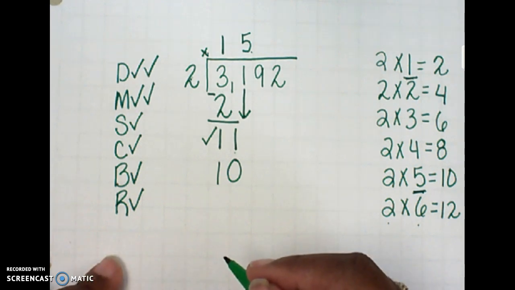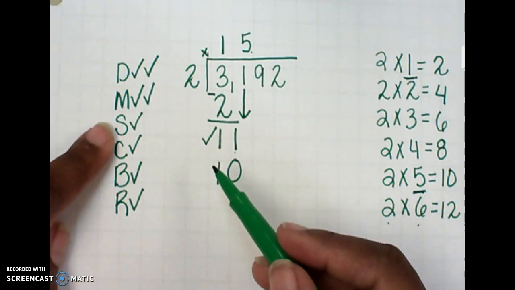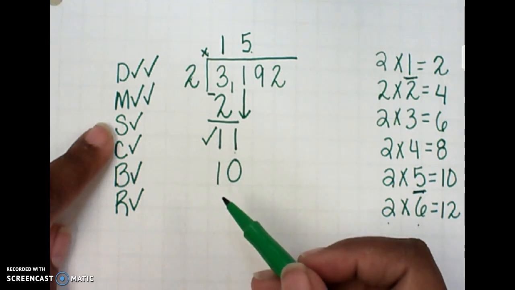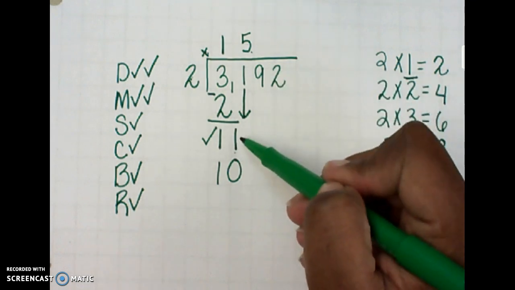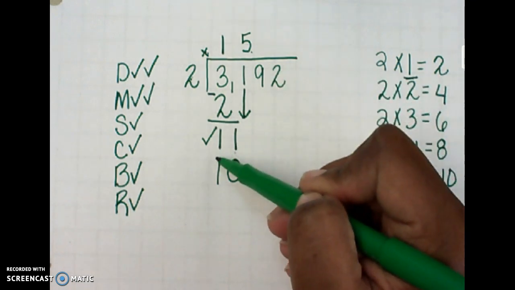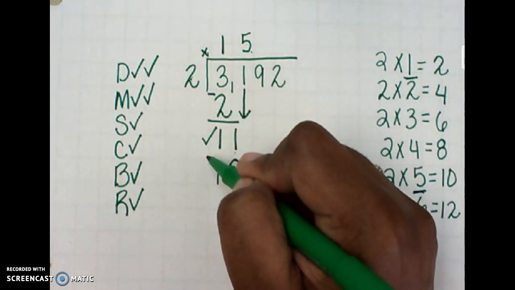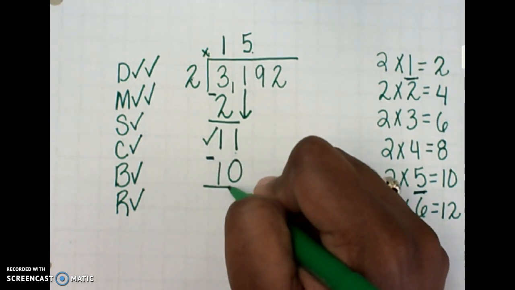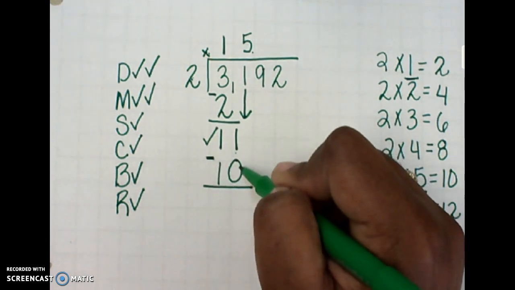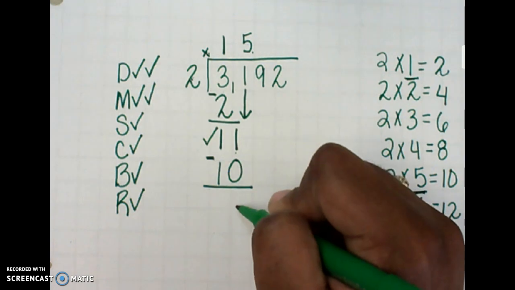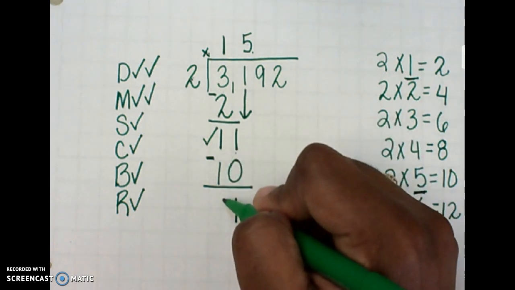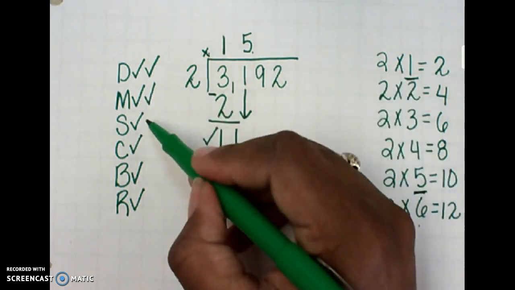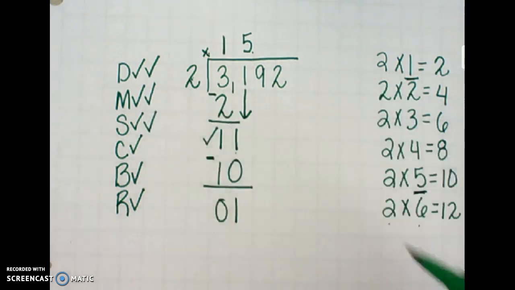Now I am ready to do my S, which stands for subtract. What is Miss Phillips subtracting? I am subtracting 11 minus 10. Put my subtraction sign, put my bar. 1 minus 0 is 1. 1 minus 1 is 0. I have just subtracted.